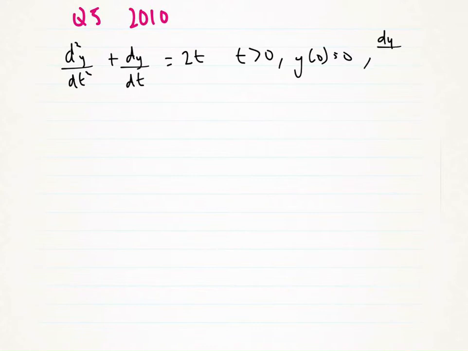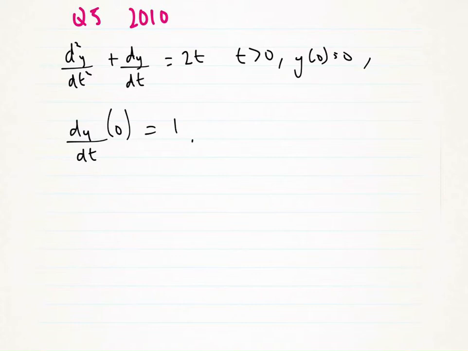dy over dt of 0 is equal to 1. First of all, this can be written in loads of different ways, so I'll try to get all of it in the same notation.